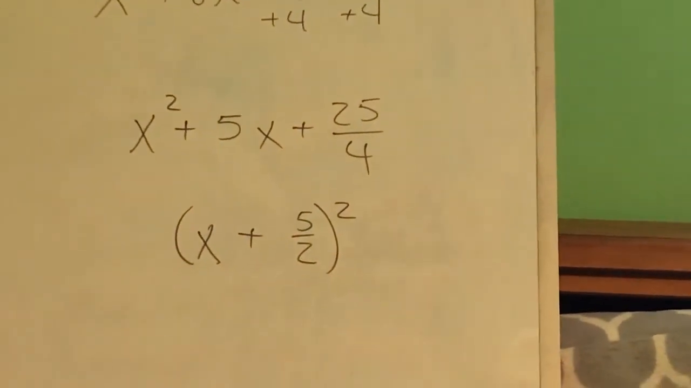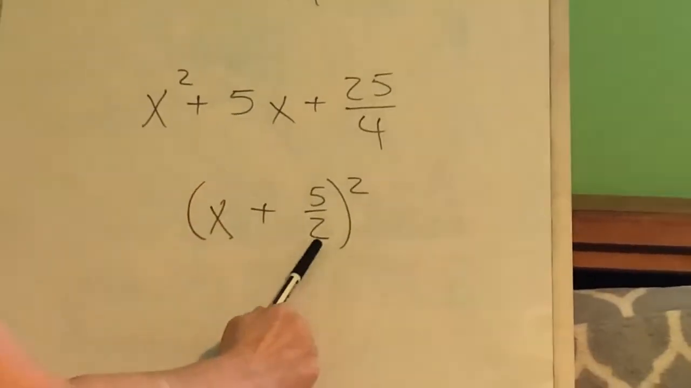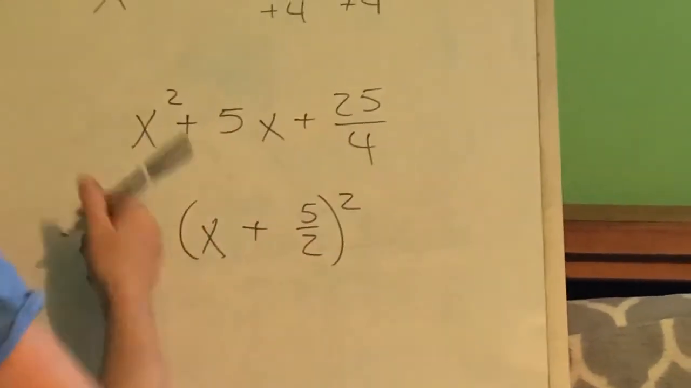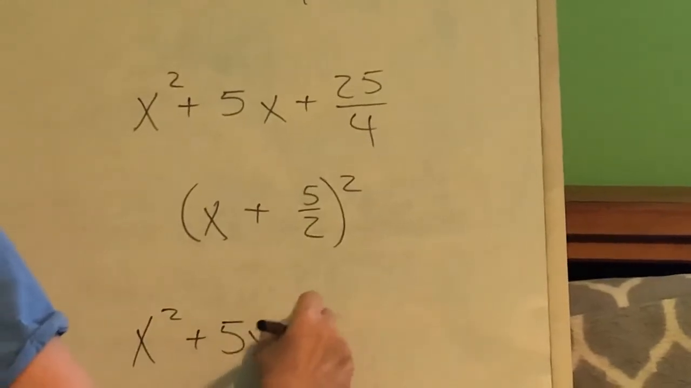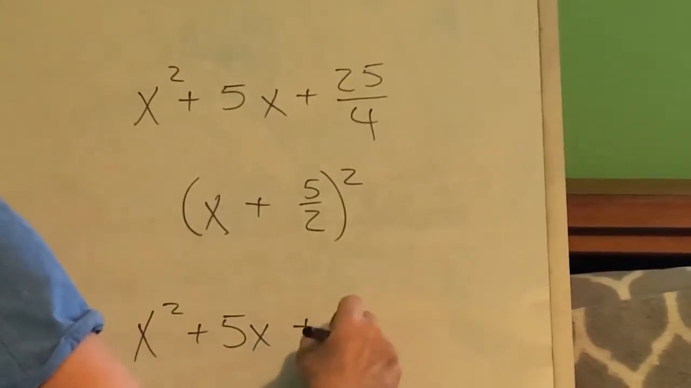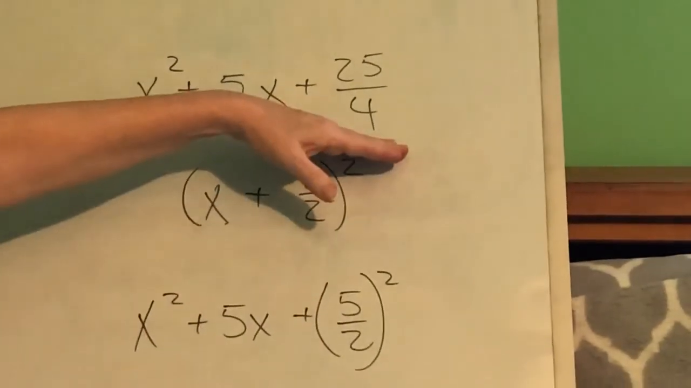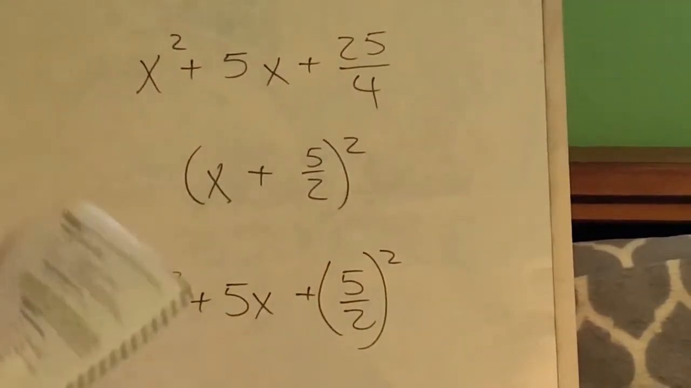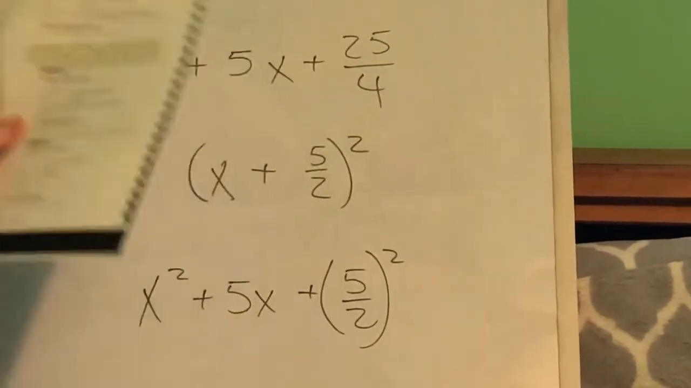Now notice the value that we got when we divided this by 2 always ends up being the value here. So many textbooks, instead of writing it like this, will simply say x squared plus 5x plus 5 halves squared, rather than write out the entire 25 fourths. Okay, so that's up to you. I don't mind either way.